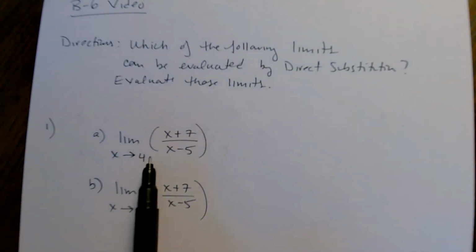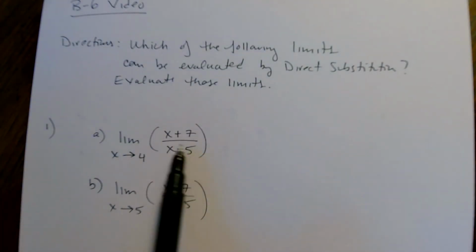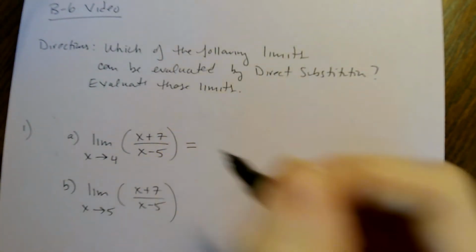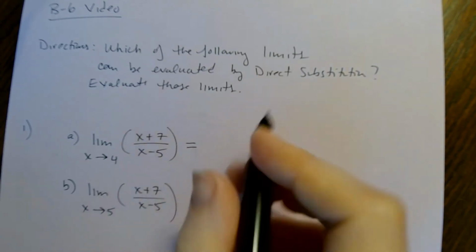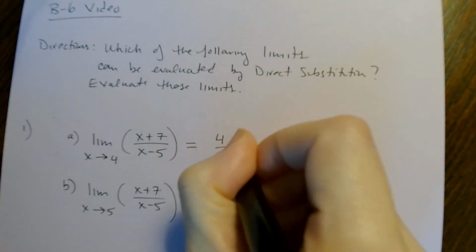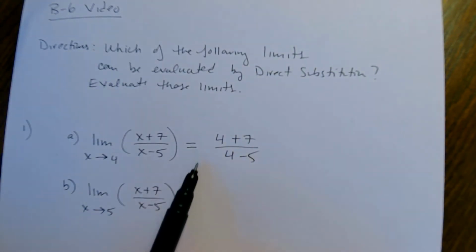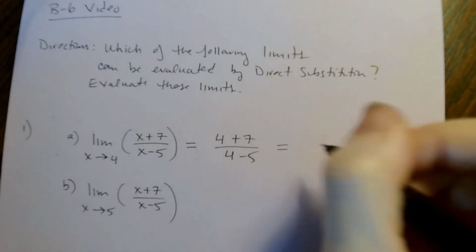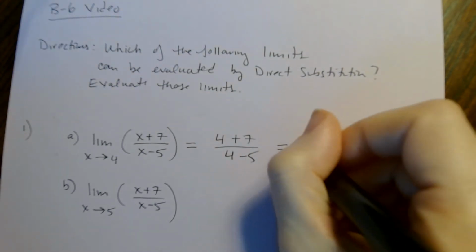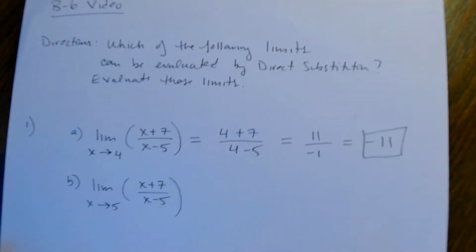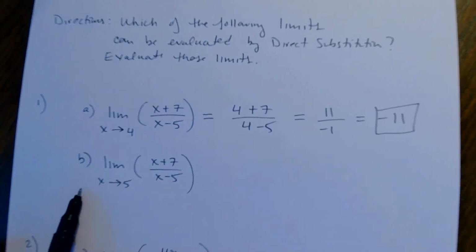So if you plug 4 in here, you get 4 minus 1, that's -1. That's fine. So I'm going to do the direct substitution. So I'm going to plug 4 in where the x's were. Notice I don't have a limit here anymore. And then this is 11 over -1. That's -11. Okay, now what about B?